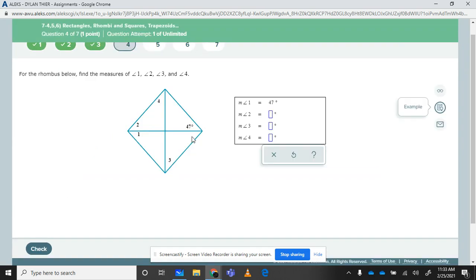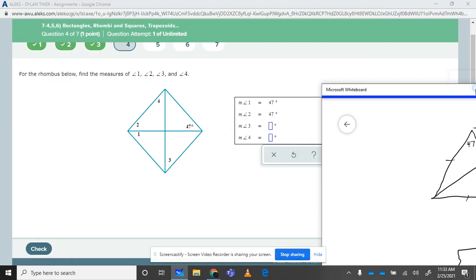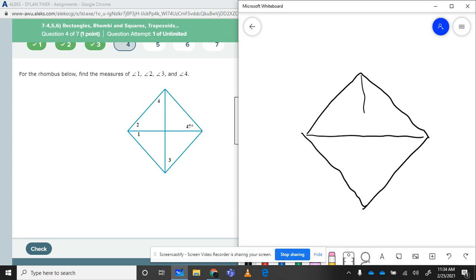So if this one's 47 degrees, that one should be 47. Basically, all four of these should be 47. So 1, 2, this one, and this one, they should all be 47. Okay, that gives us a good start. So if they are all 47, at least those ones so far, I'll draw it the way they have drawn it now. If we have 47, 47, 47, 47, altogether we have 94, another 94, so we have 188.